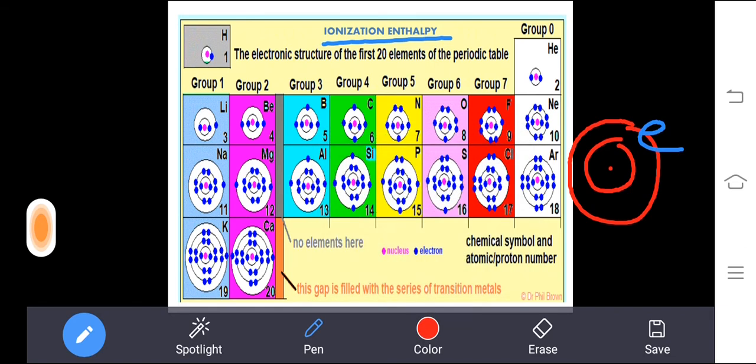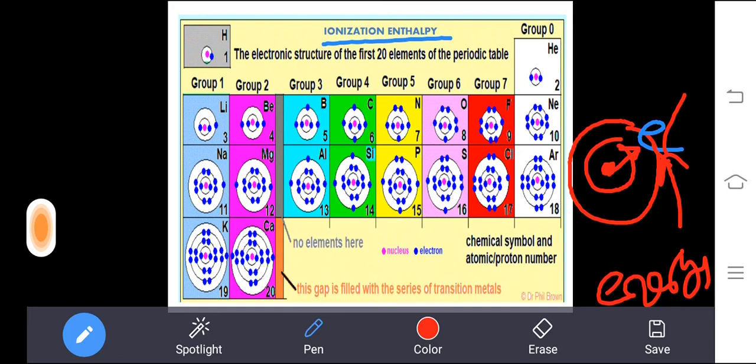And we know that the center part, the nucleus, will attract the electron. Now I want to remove this electron. When we try to remove this electron, how much energy do we require to remove it? That we can call ionization enthalpy. So the ionization enthalpy, when will it be more when we move from left to right?